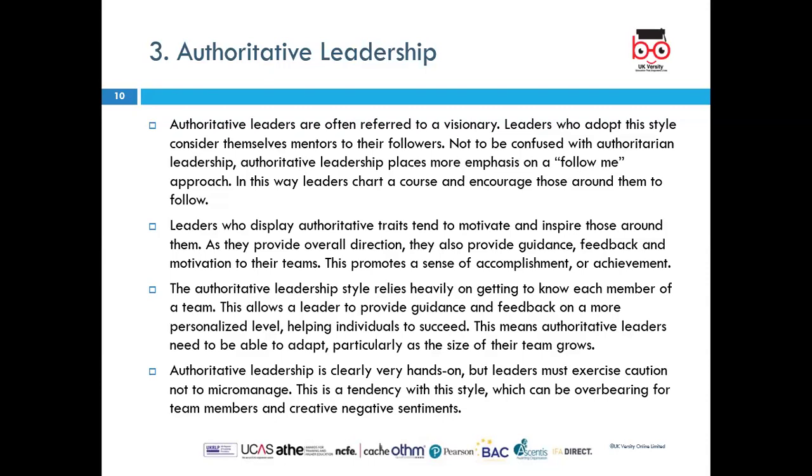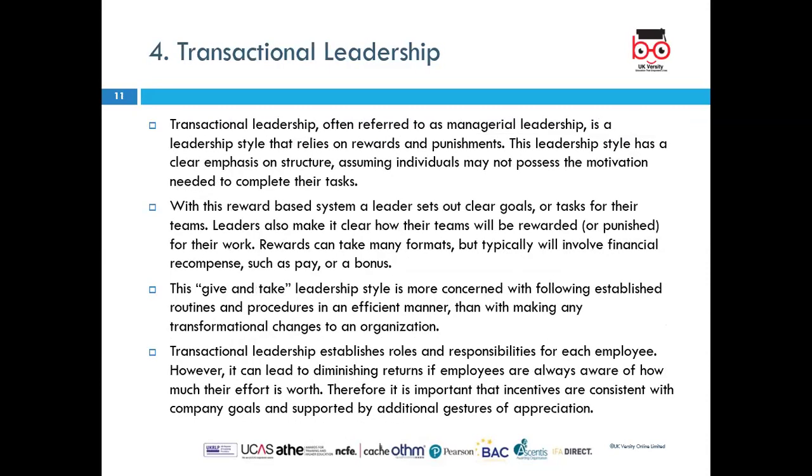Sometimes I would say that according to the situation, you would have to enforce your authority as a leader, but it doesn't work every time, in the same way as the previous two styles cannot work every time. It does depend upon the situation. The fourth style is transactional leadership.